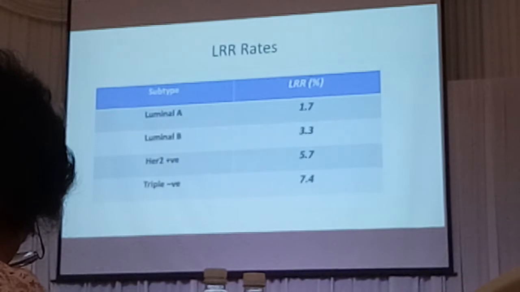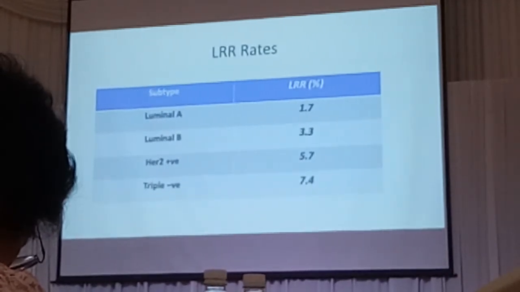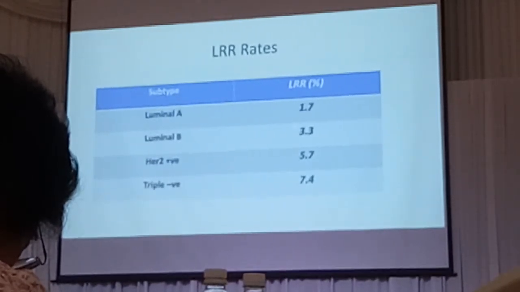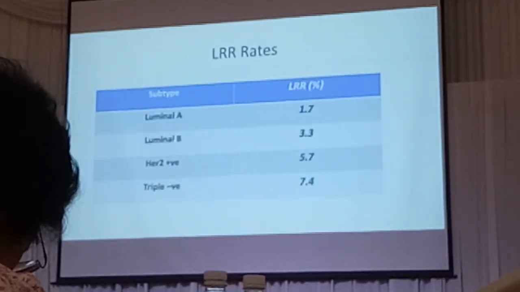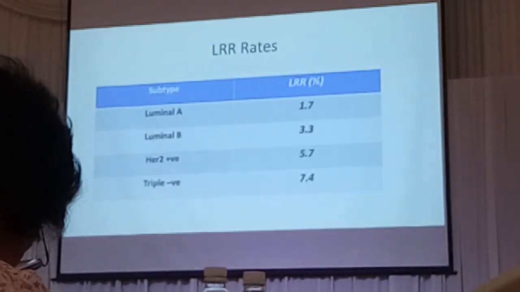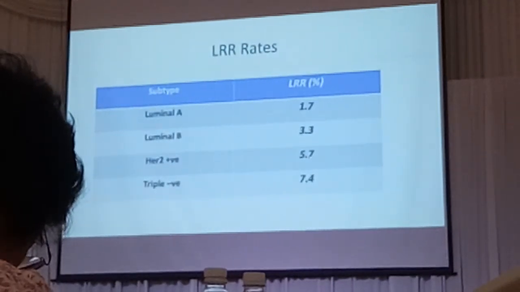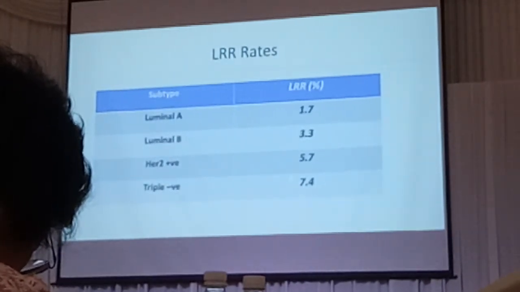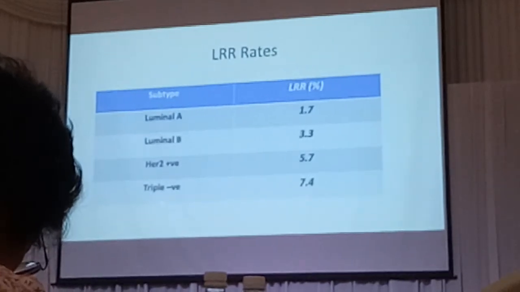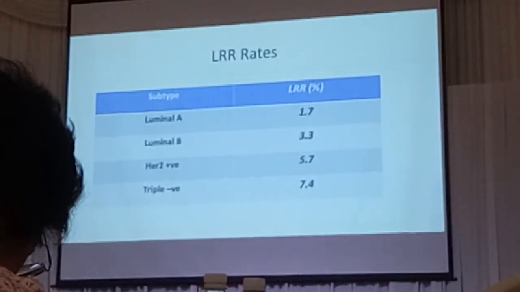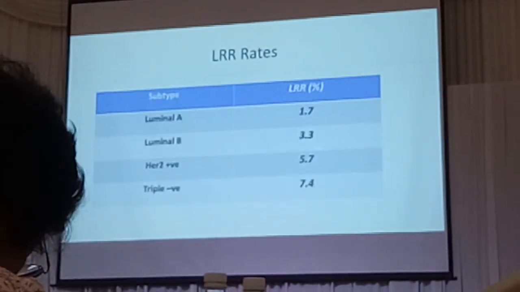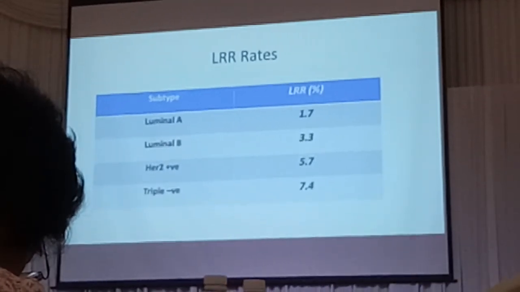So nowadays, these are the expected local regional recurrences comparing each group. For luminal A, the local recurrence rate within 5 years is around 1.7%. For luminal B, it's 3.3%. For the HER2 positive, 5.7%. And for the triple negative, 7.4%. They have the highest rate of local regional recurrence. And despite that, these 2 groups receive the neoadjuvant chemotherapy and/or the targeted therapy, they still have higher local regional recurrence. However, it's much better than the last 10 years.